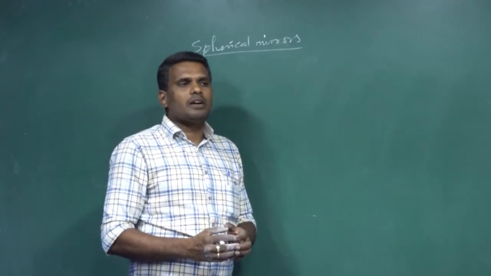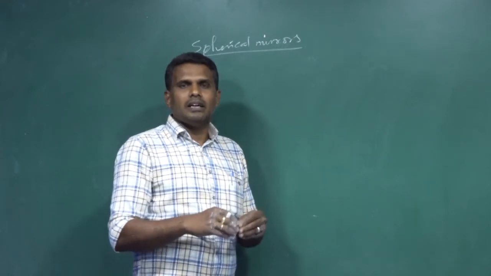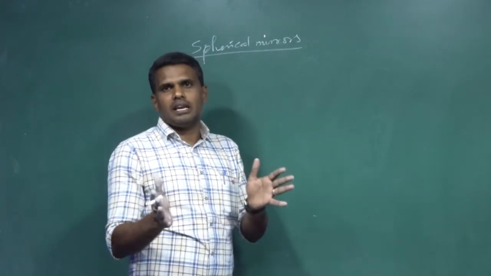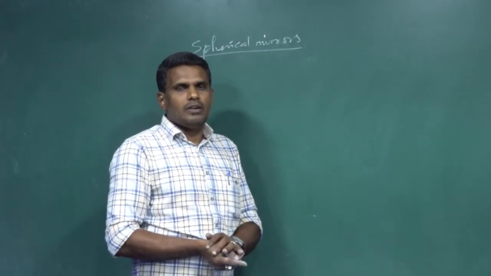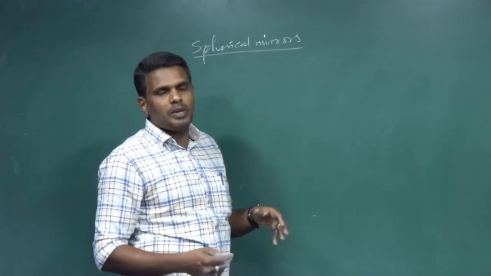Generally speaking, a concave mirror always converges the light radiations falling on it. A convex mirror always diverges the light radiations falling on it. We shall see a simple diagram which will explain clearly about spherical mirrors.